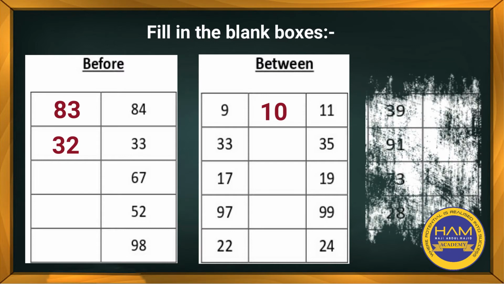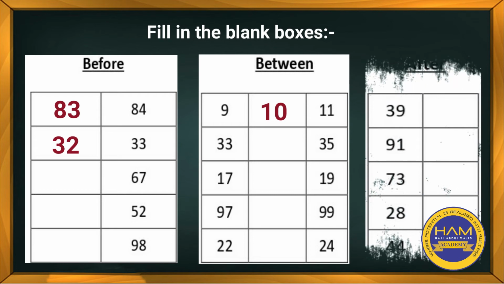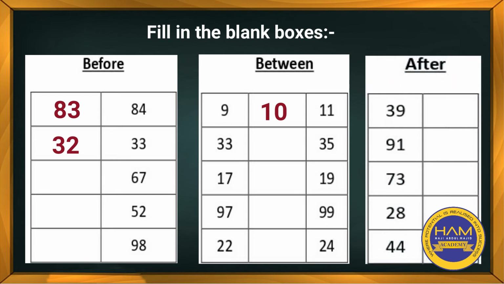Last, after numbers. Here we have to find out which number comes after the given numbers. The first question is 39. Which number comes after 39? It is number 40. So we are going to write number 40 after 39. Now the rest of the questions you can do on your own.